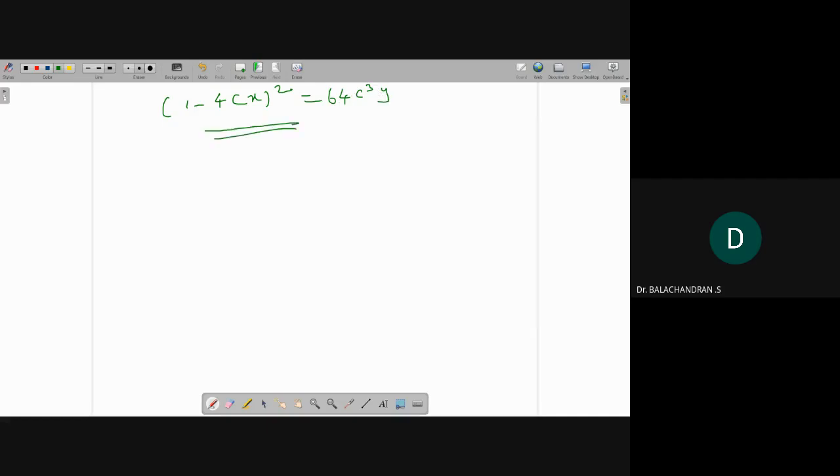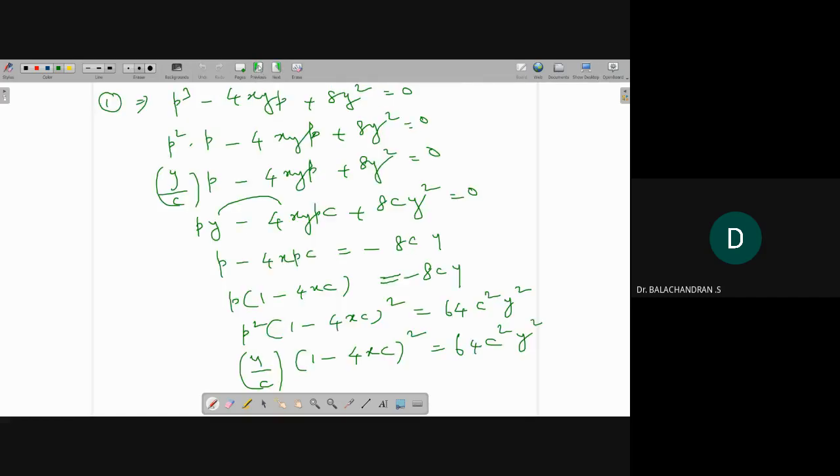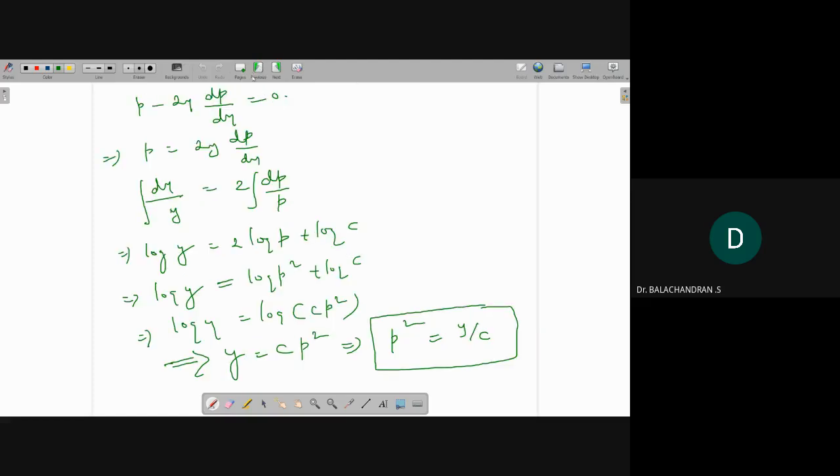So this is the general solution. But I can't expect you the same answer. Okay, the only thing is your answer may differ by some constant, because simplification you can do in different manner. You'll get p instead of p square sometimes.